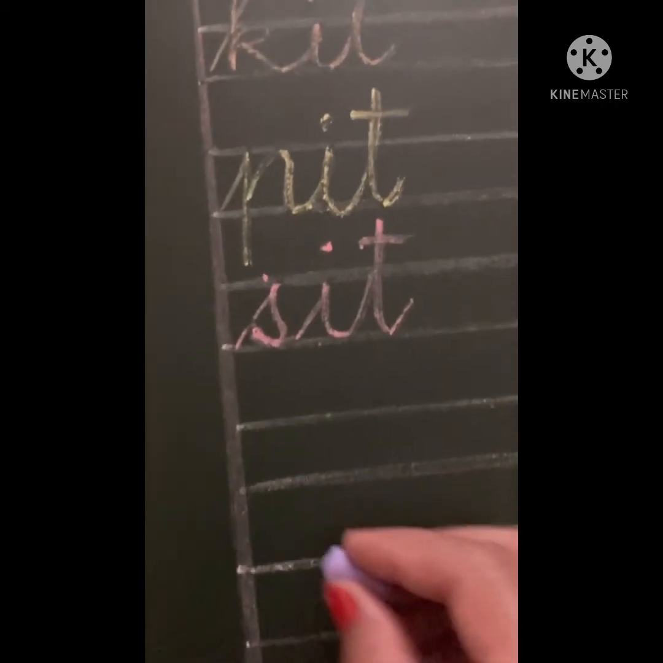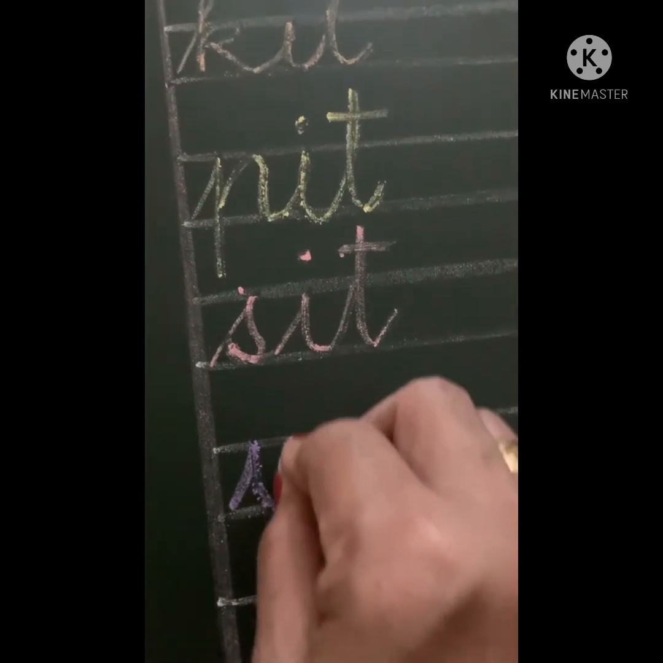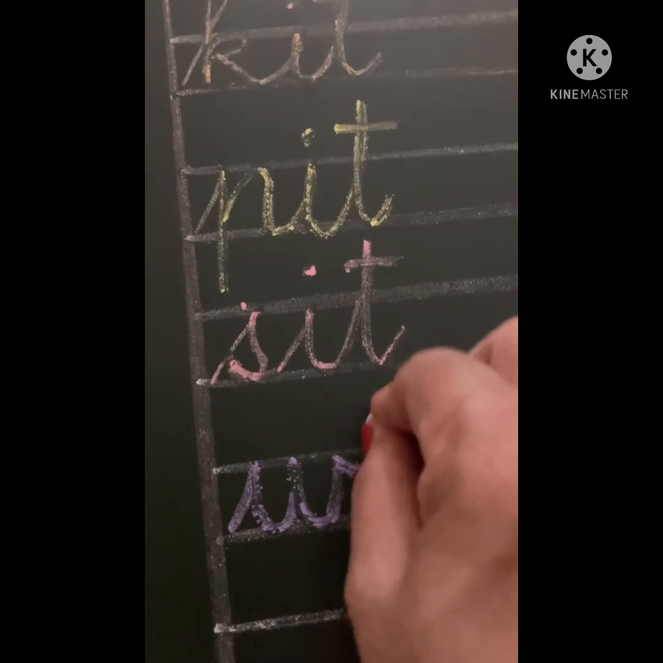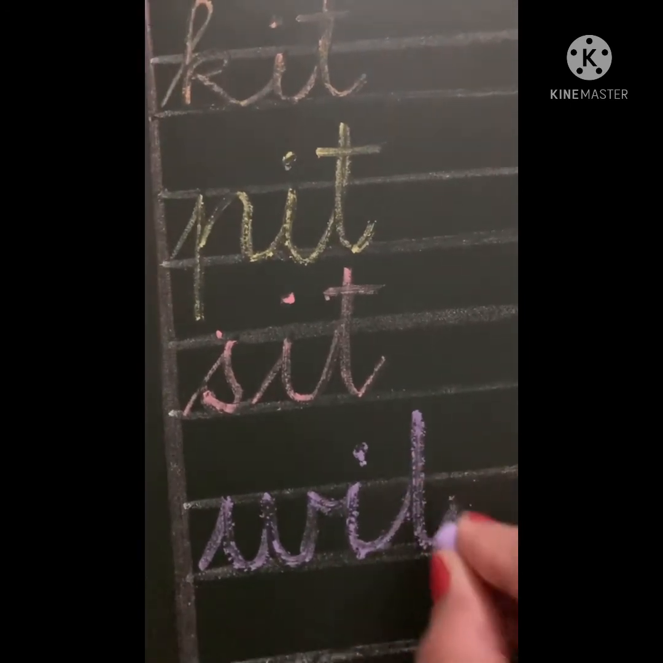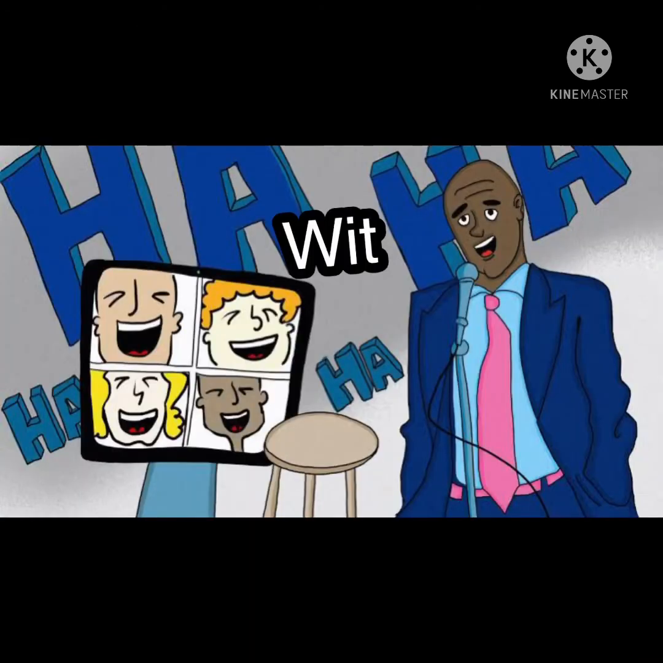And the last word in this family is starting with the W sound. Roll your mouth to pronounce W, it, wit. Wit is to make others laugh with your smart conversation.